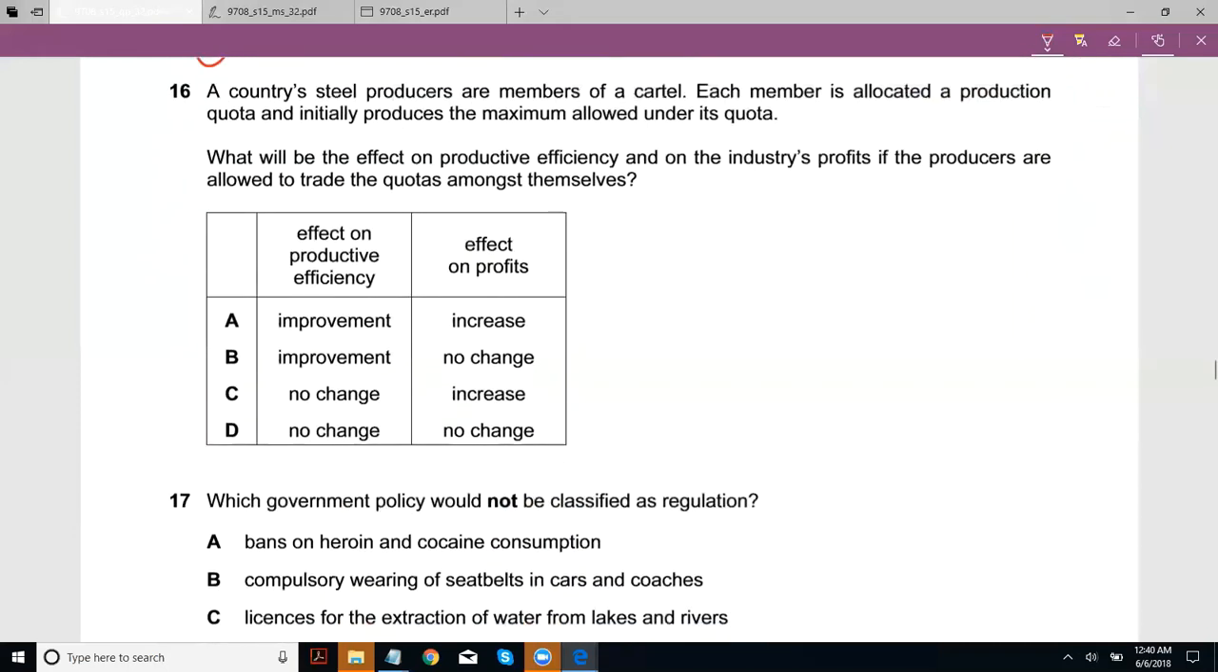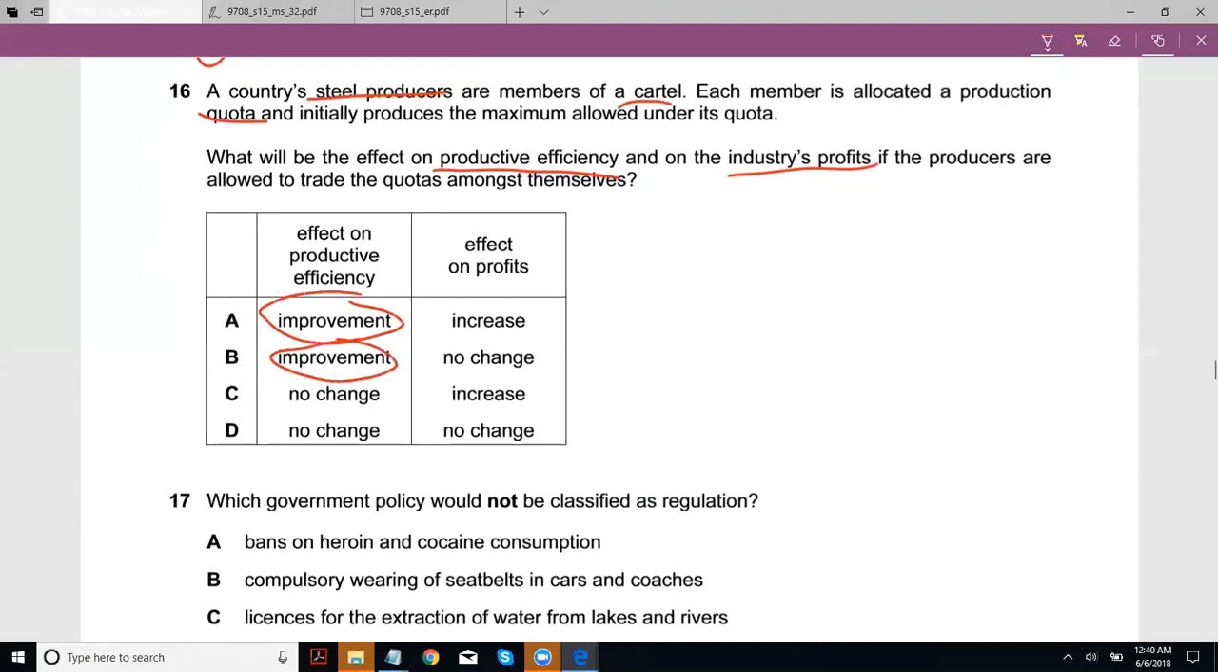A country's steel producers are members of a cartel. Each member is allocated a production quota and initially produces the maximum allowed under its quota. What will be the effects on productive efficiency and on the industry's profits if the producers are allowed to trade the quotas amongst themselves? So I think productive efficiency should improve, right?